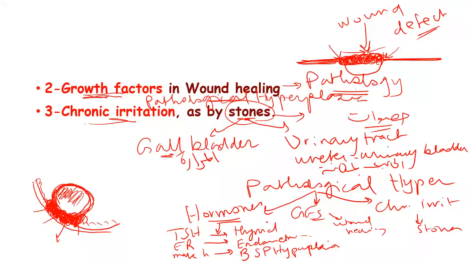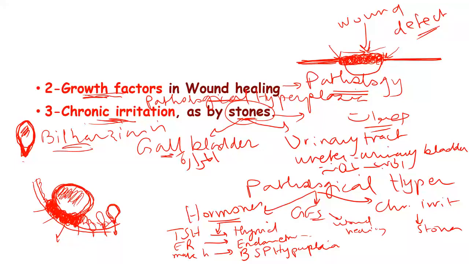Also, beside the stones, we have something called bilharziasis. You know bilharziasis? Of course you know bilharziasis, and you know that in bilharziasis there are ova, and these ova have spines. You are going to learn this in parasitology. These bilharzia ova with these spines just go and penetrate the mucosa, okay, to pass through the mucosa to reach the lumen. They just go and irritate the mucosa and can lead to hyperplasia. So chronic irritation can be by stones and can be by bilharziasis also. Okay.